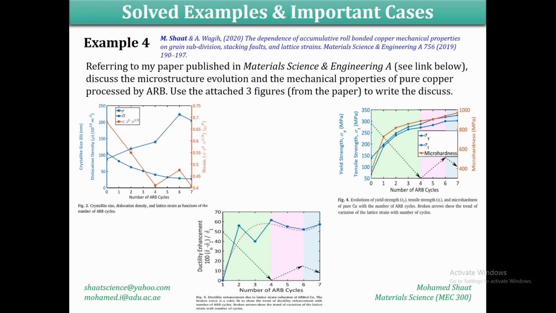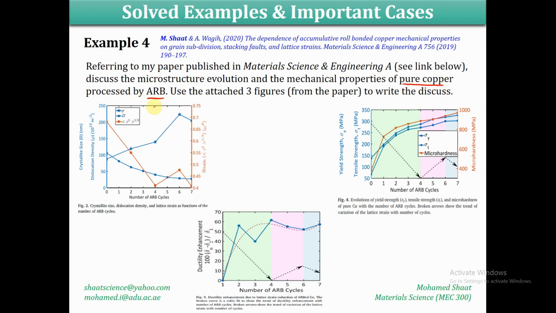All right, so one more example, which is already found in the exercise sheet and also in the homework, is just to refer to one of my papers that was published in Materials Science and Engineering A, which is one of the top 10 journals in the materials science and engineering field. These figures are published in this journal, and if you refer to this paper, you're going to find that we processed a pure metal by accumulative roll bonding.